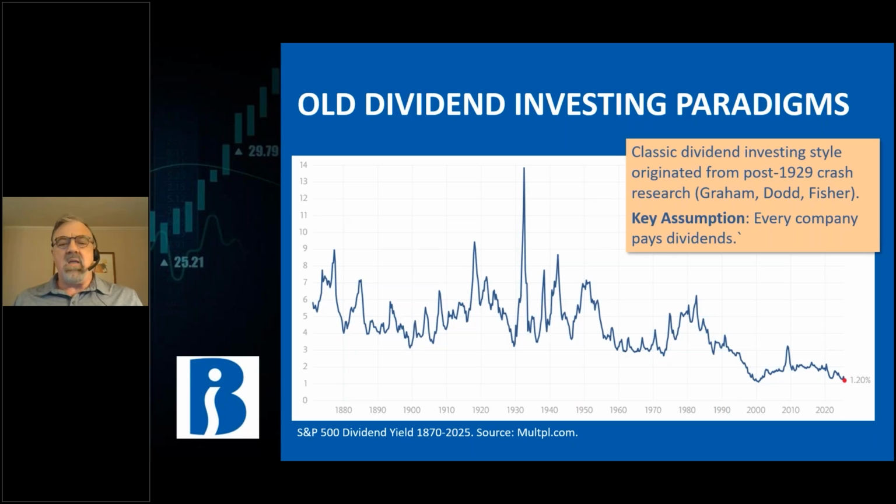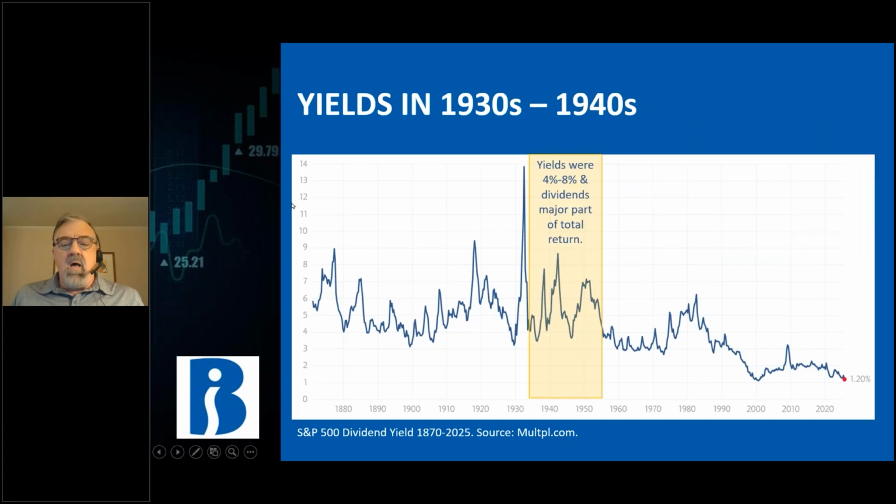And so, Graham and Dodd and Fisher and a lot of other academicians and financiers went to work and came up with some of the rules that have drifted through the decades and informed a lot of individual investors' approaches today. In the late 30s, 40s, and into the 50s, as you see illustrated on the graph here, yields were 4 to 8%, and dividends were a major part of the total return of most investors' portfolios.